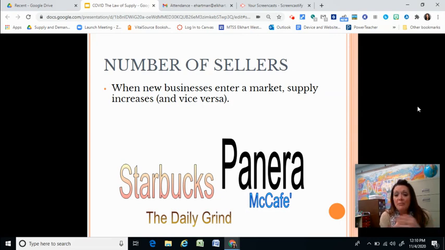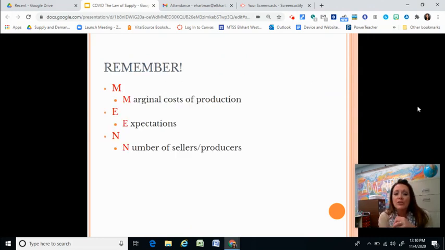If the opposite happens, like for example, the supply of DVDs has gone down because we used to have Blockbuster, Family Video, small video stores, all of those have closed. And so now we see a decrease in the supply of DVDs. So altogether, the acronym we're going to use for the 3 supply shifters is MEN. M for the marginal cost of production, E for expectations, N for the number of sellers.